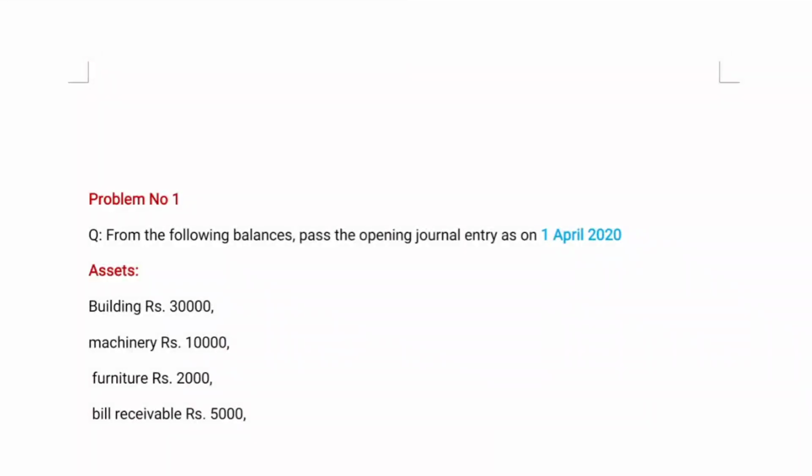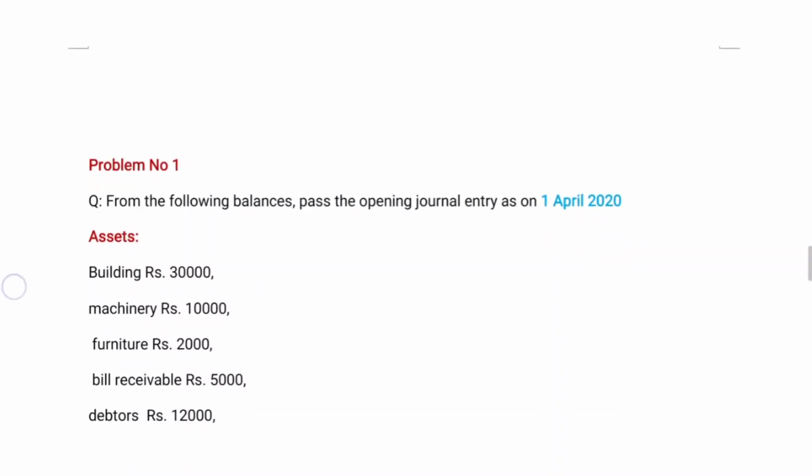Today our topic is passing of opening entries. It is related to journal proper. Now coming to today's topic, it is opening journal entries. We already discussed what an opening entry is in the previous class. Now in this class we will take an example with explanation.